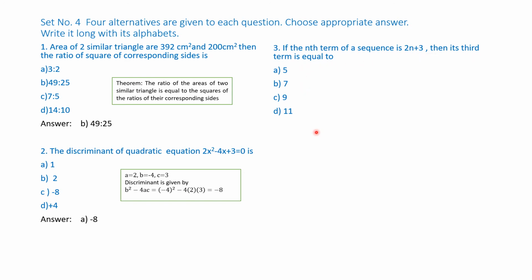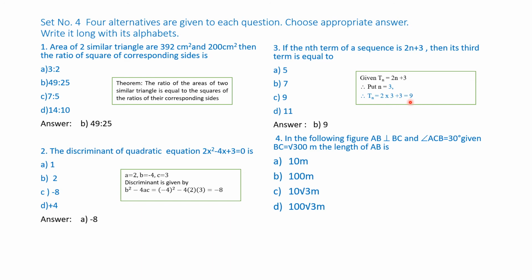Here, we should not get confused with other formulas. What is A, what is D, and all that is not required. Here, simply given Tn is equal to 2n plus 3, and we have to substitute n is equal to 3. Therefore, put n is equal to 3 in this. Tn will be equal to 2 into 3 plus 3, that is equal to 9. That is the answer.